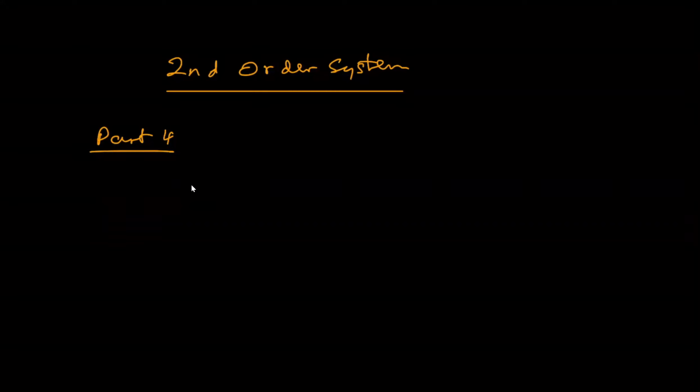Okay, class. This is part 2 of the second order systems. Part 1, we covered a brief introduction to second order systems. Part 2 was about behavior. Part 3 was about performance metrics. And part 4 is going to be about the frequency response. This is going to be pretty short, I think.